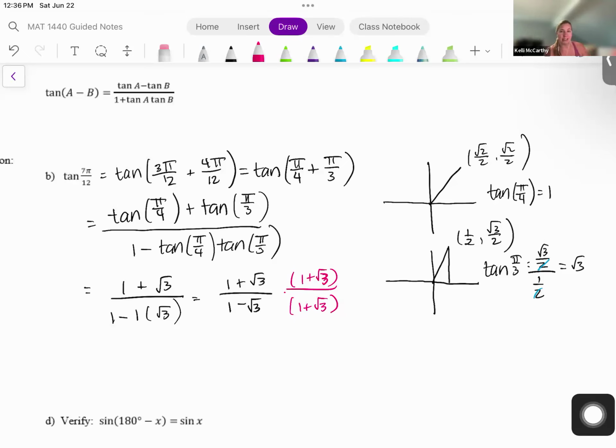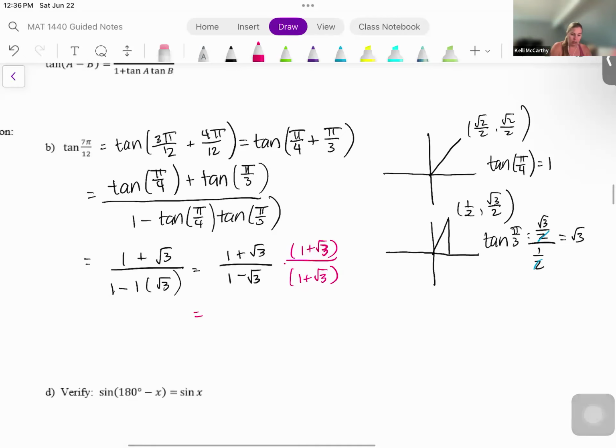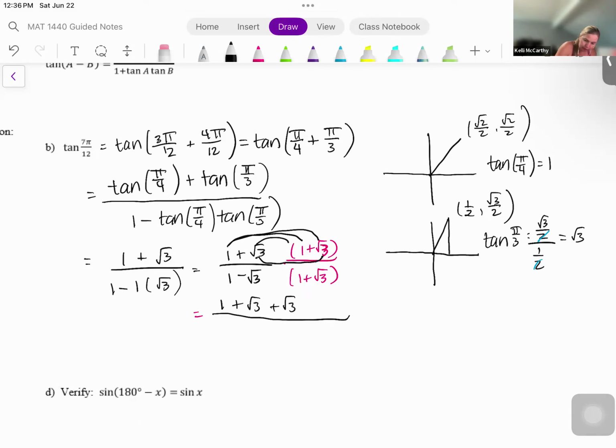So let's go through this a little bit more slowly just as a review. In the numerator, we're going to FOIL. So 1 times 1 is 1. 1 times the square root of 3 is the square root of 3. Square root of 3 times 1 is the square root of 3. Square root of 3 times the square root of 3 is 3. Or, well, it's the square root of 9, which simplifies to 3. When we square a square root, those operations cancel each other out or undo one another.